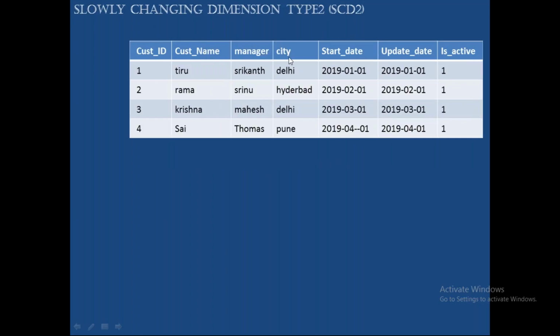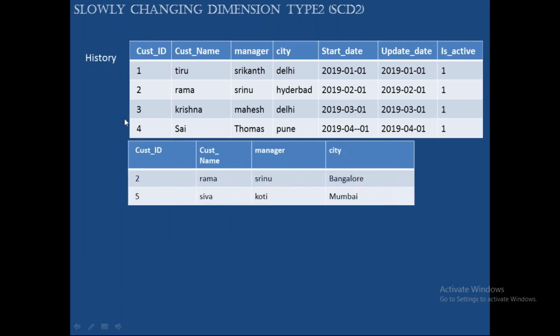Customer ID, customer name, manager, city. See here, I have a start date, updated date, and is active. All these people are the currently active people. This is the history, the dimension which is there in the dimension table. This is the new data which I'm getting. Same 2 and 5. So here you know, 2 is the common one, and these are matching records.